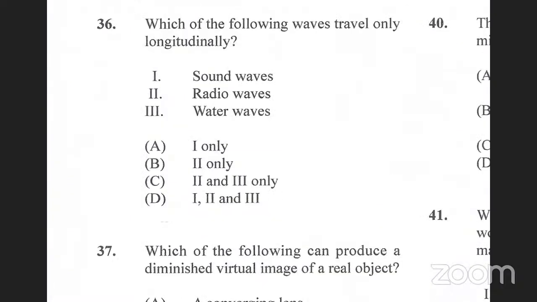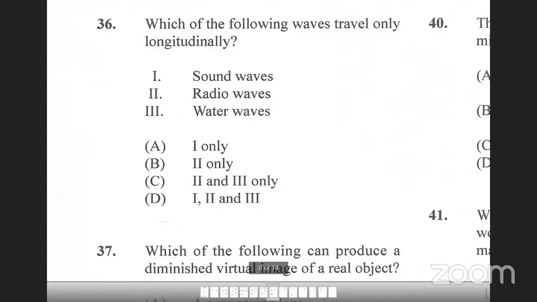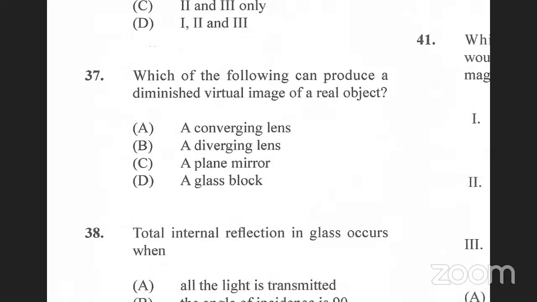36, which of the following waves travels only longitudinally? Sound waves. The other two could travel transverse. So one alone, sound waves. Which of the following can produce a diminished virtual image, which means smaller? Divergent, not convergent. A convergent lens can produce a virtual image that is enlarged. So this one is B.